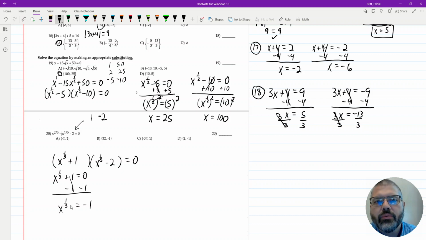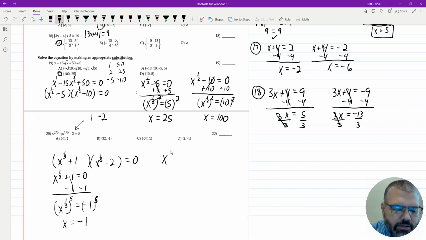Now I don't want x to the 1/5, I want x to the first. So what's the reciprocal of 1/5? 5, right? You just flip that. So raise both sides to the 5th power. So the 1/5 and the 5 would cancel out and just give me x to the first equals, anytime we raise a negative number to an odd power, that answer is going to be negative. All right, so it's negative, and then 1 times 1 times 1 times 1 times 1 is just 1. So one of my answers is -1.